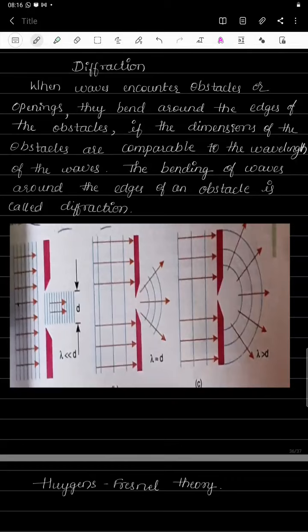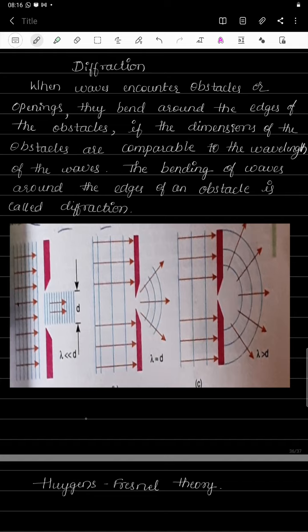Welcome students. So today we will move on to the new chapter, that is diffraction. So what does diffraction mean? This is the phenomenon of bending of light waves around the edges of an obstacle.